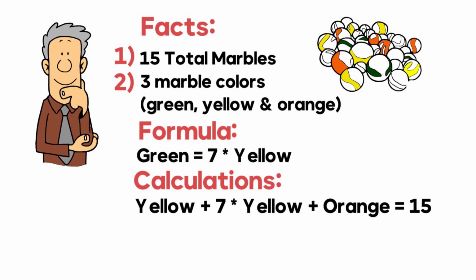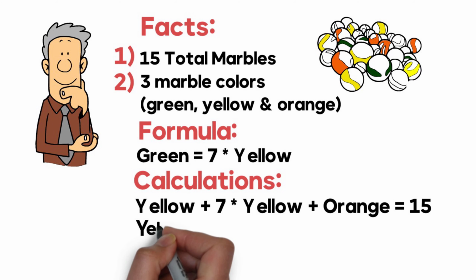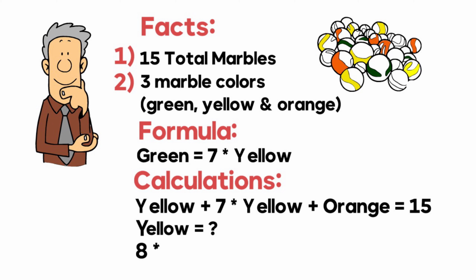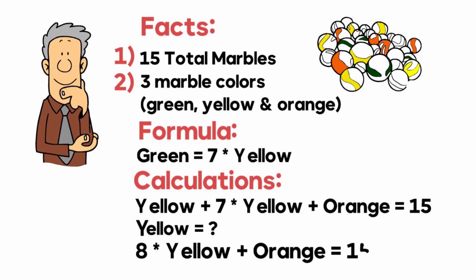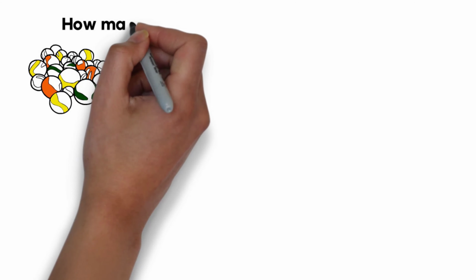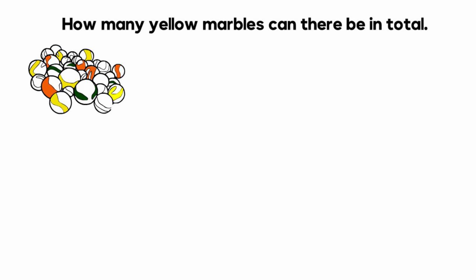Because 15 is a relatively small number, we can start guessing how many yellow marbles are in there. Our ability to solve this challenge is based off of the fact that there is a very small number of total marbles. If we can optimize this formula and simplify it, we can come up with the formula that 8 yellow marbles plus however many orange marbles equals 15. So the question is, how many yellow marbles can there be in total?